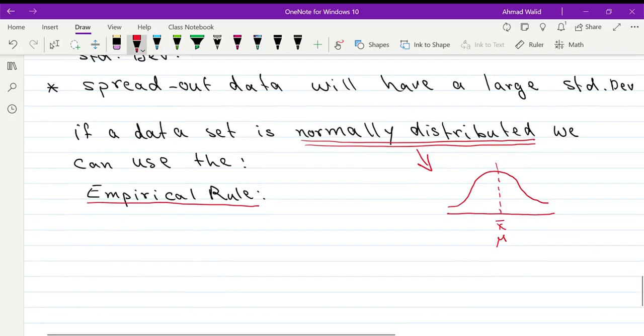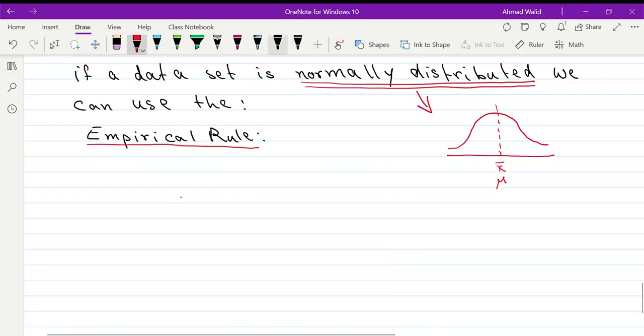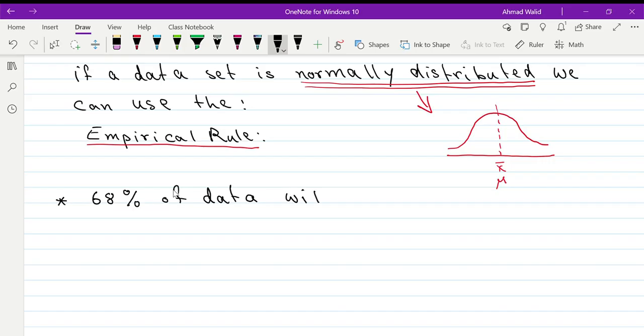What does this rule talk about? Few notes. Note number 1, 68% of data will fall within one standard deviation.